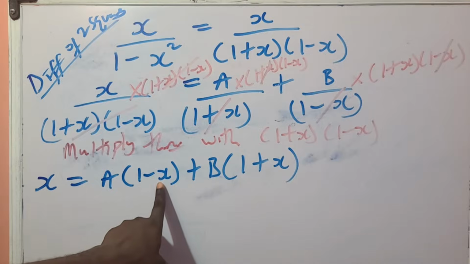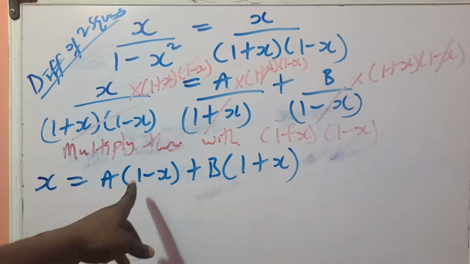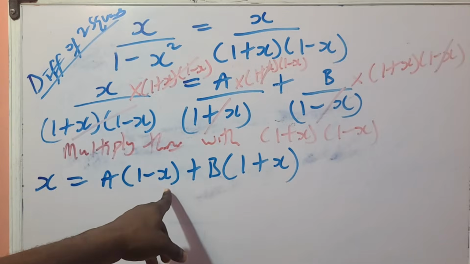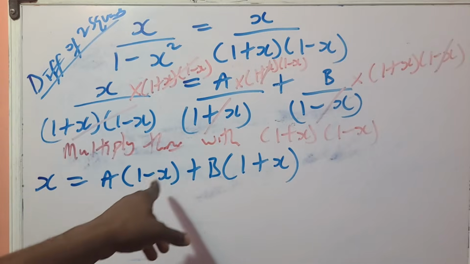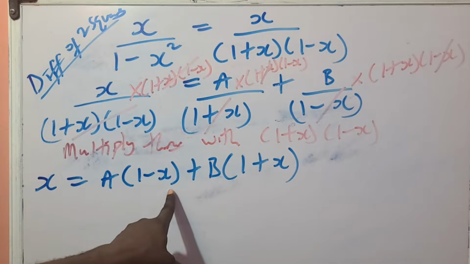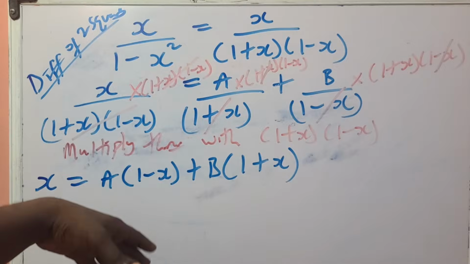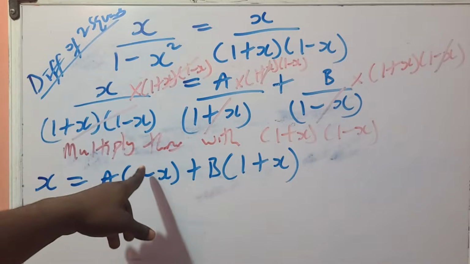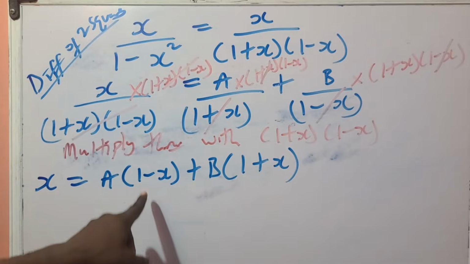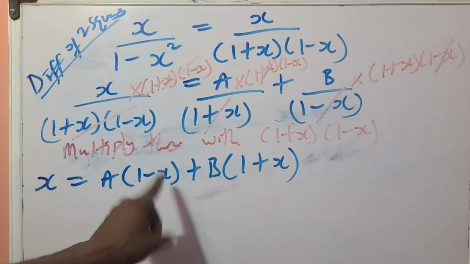So I have 1 minus x. So I go on to fix it. Imagine I had 3 here, 3 minus x, and I wanted to eliminate a. I'll be fixing x as 3 because 3 minus 3 will be 0, and 0 times a will be 0. So I'll be able to successfully eliminate that. So in this case, we have 1 minus x. So I want to successfully eliminate a by fixing x as 1.